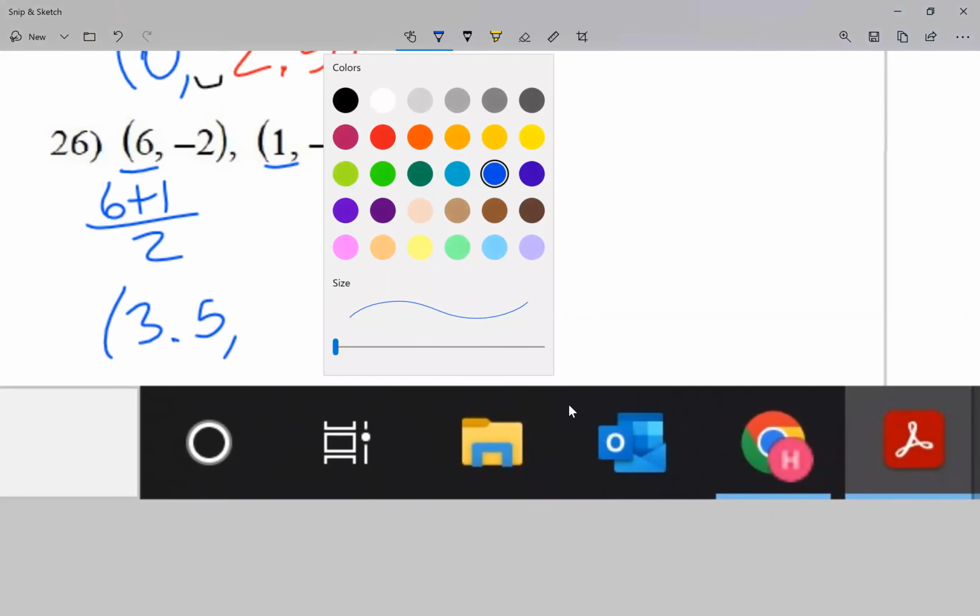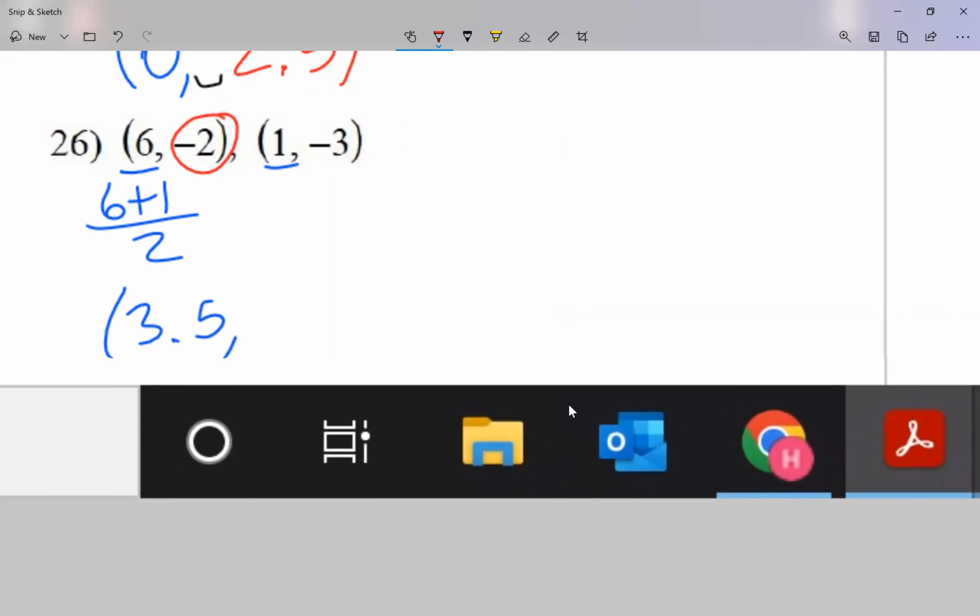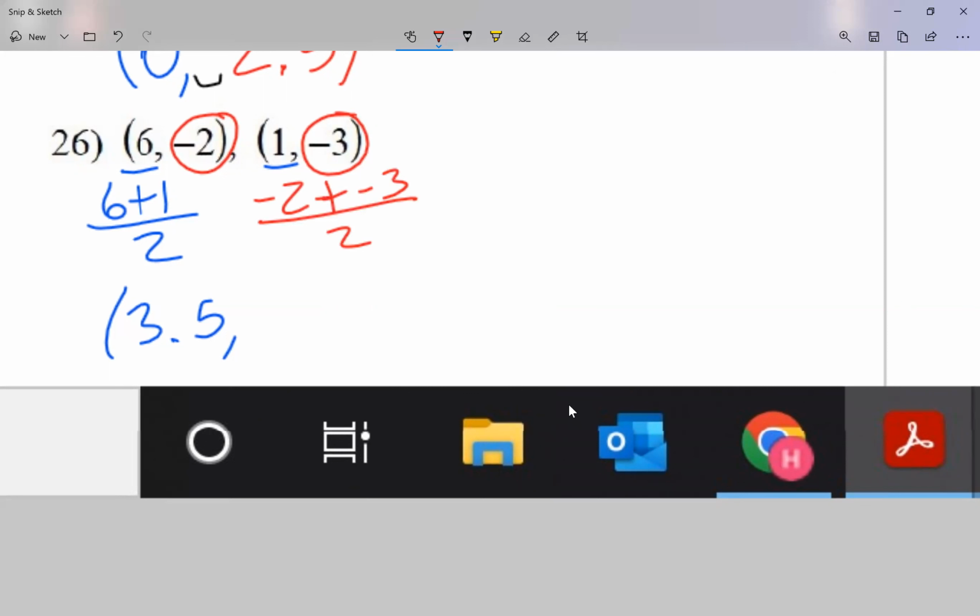Now for the y values, I see -2 and -3. And I want to know what's right in between them, like right in the middle. If you can already tell, that's good. You know, that's our y value. But if we cannot tell, we're going to add the y values, -2 plus a -3. And my result, I'll divide it by 2. -2 plus a -3 is a -5. -5 divided by 2 is -2.5. Don't forget the space after the comma, all right?